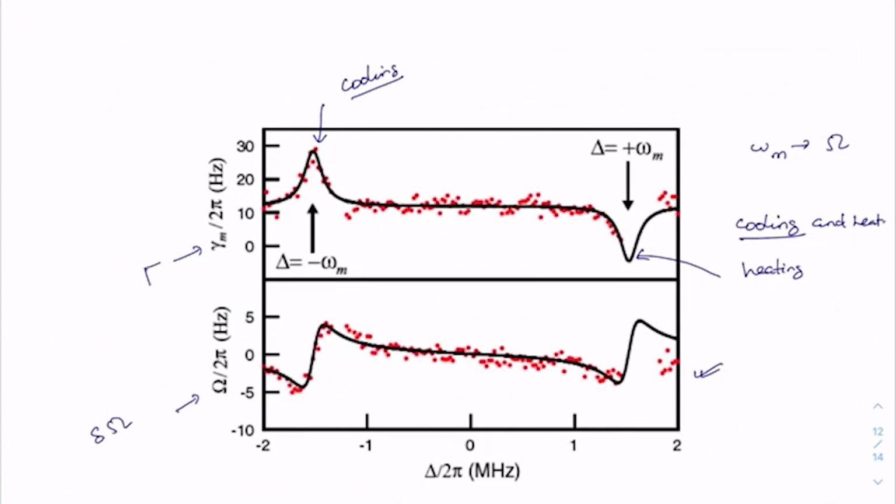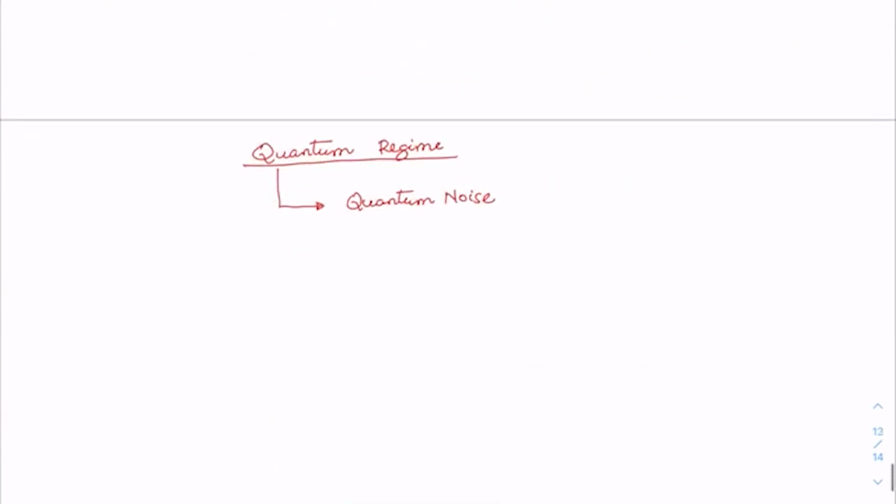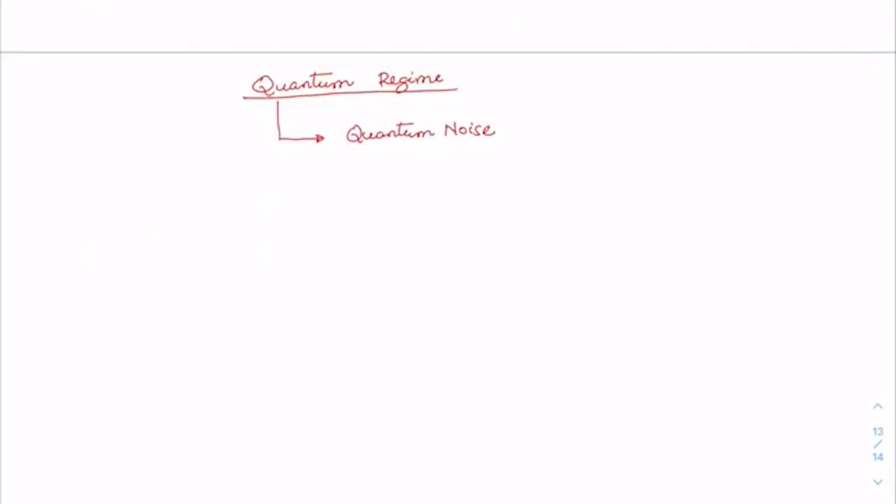Now we are almost ready to discuss the quantum regime. The quantum regime is particularly different from the classical regime due to the so-called quantum noise. The quantum noise is generally discussed by the so-called quantum Langevin equations, and knowing these quantum Langevin equations is going to be very useful for us.